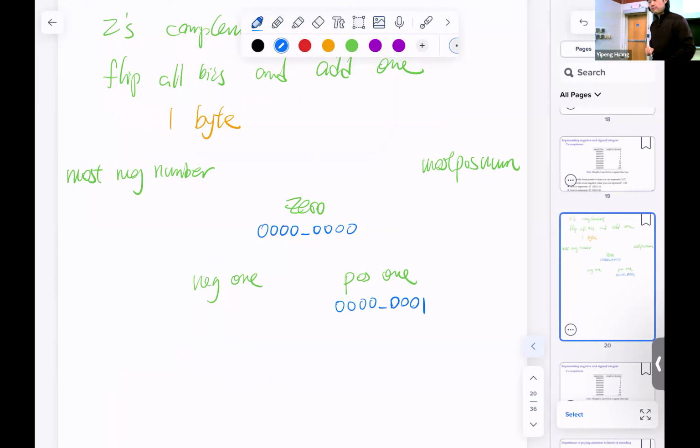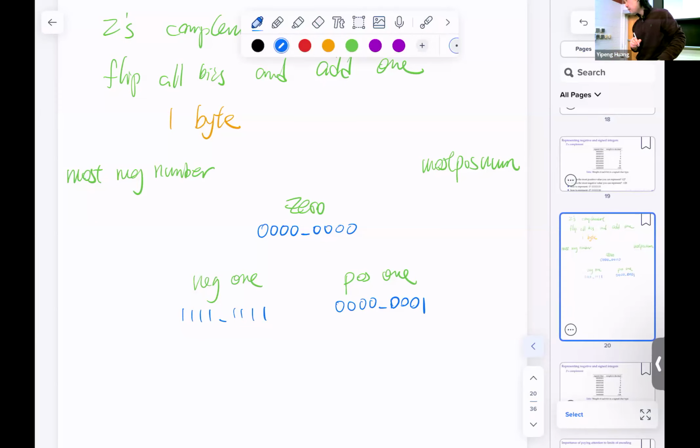And the rule for representing negative numbers, what's the rule? Flip all bits and add 1. So we can now write down -1. The way we write down -1 is we flip all bits from +1, so 1, 1, 1, 1, 1, 1, 1, 0, but it's flip all bits and add 1. So this is the representation for -1.